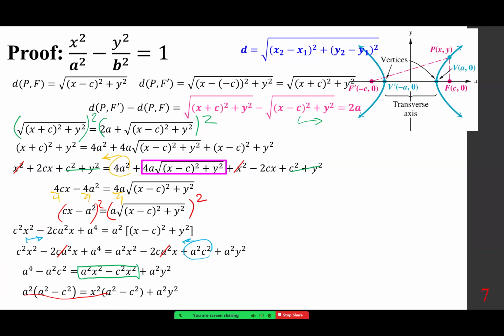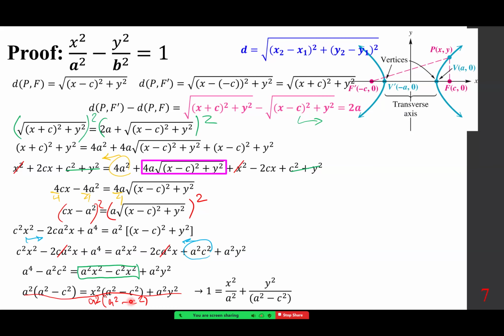We are dividing both sides by a squared times a squared minus c squared. We divide both sides by the left side. When you divide by the left side, this one, a squared minus c squared, goes over, you get x squared over a squared. And this one, a squared goes away, you get y squared over a squared minus c squared. So we divided both sides by the left side.